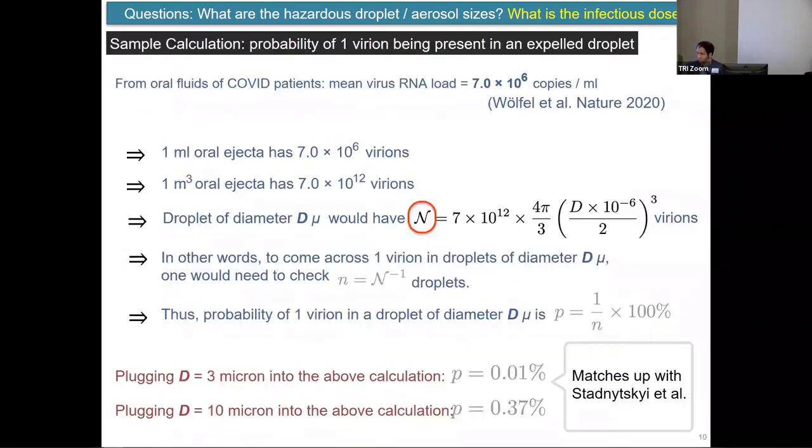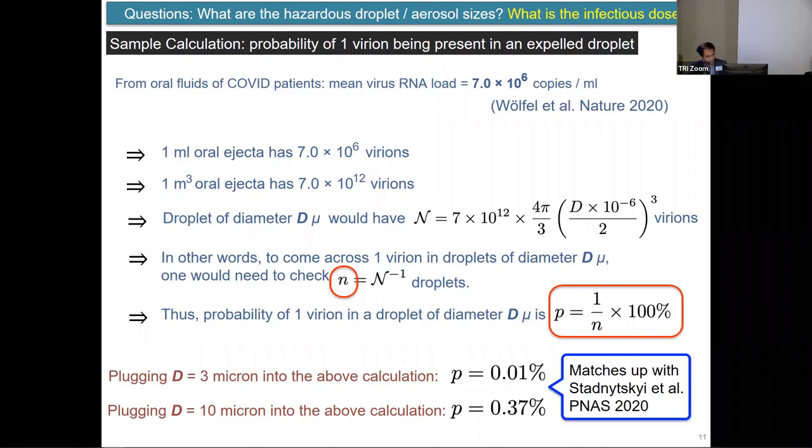And to develop the model, we also needed to know the viral load density in these oral fluids. That very first figure came from a group in Germany. They ran some tests in hospitalized patients, in a Munich hospital. So there is that many variants in 1 ml of oral fluid. We can easily figure out how many would be there in a droplet of D microns that is made of that oral fluid. If that number is this capital N, then to come across one variant in droplets of this size, we need to check 1 over this N number of droplets.